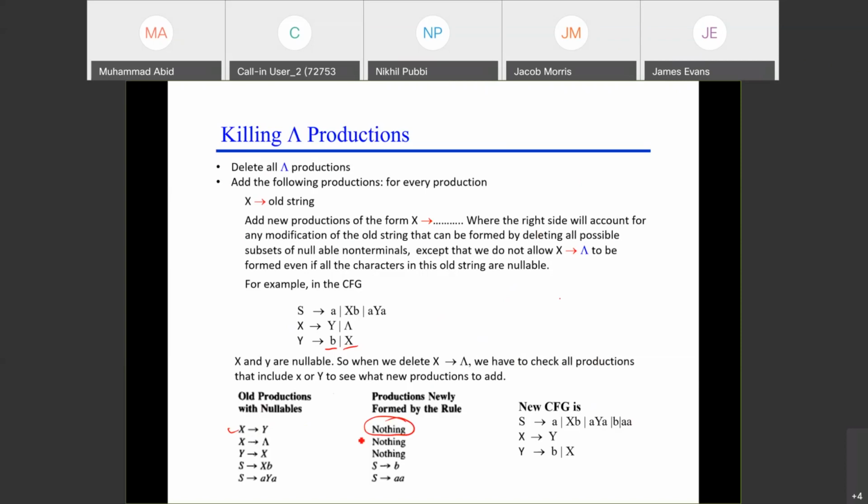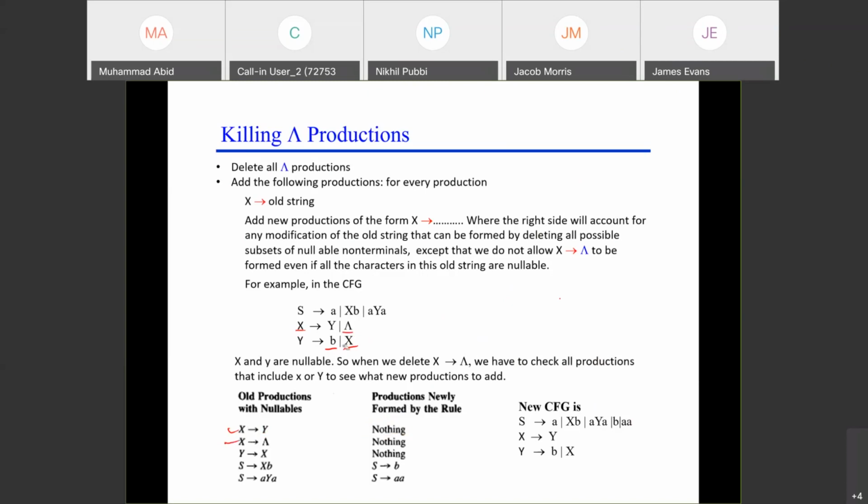You don't need anything if you have this. If lambda is there, it will not affect this production rule. This is what we are saying. It produces nothing newly formed by the rule, so you don't get any new production rule. If you have this production rule, S can be lambda, and it is not there, so it also has no effect. So you will not get any new production rule.